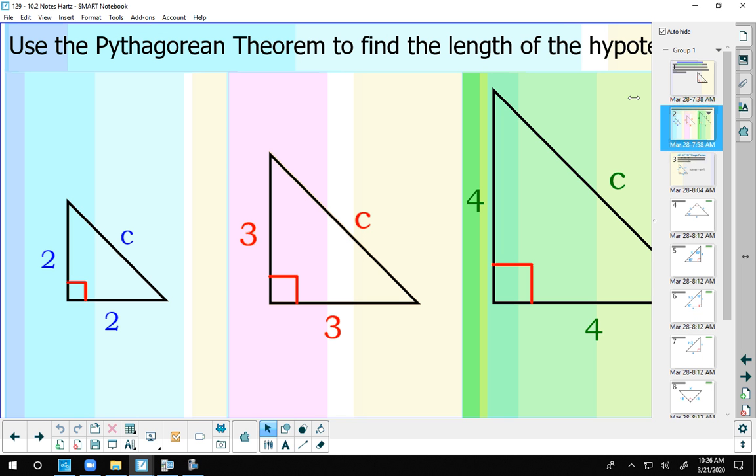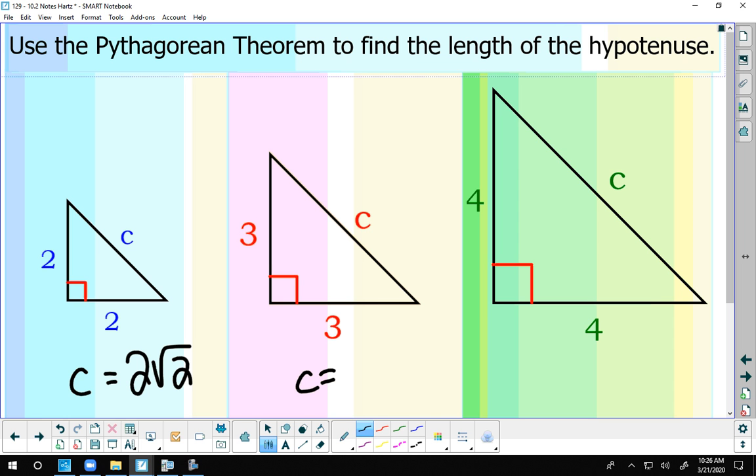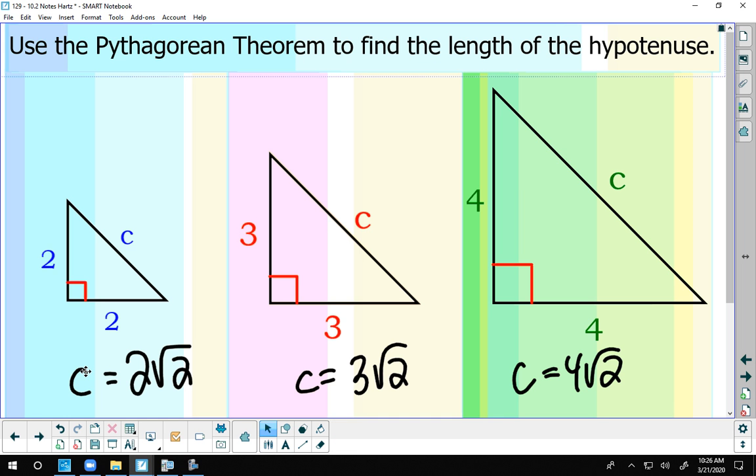I'm going to skip through this exploration, but I'm just going to show you that if we were to use the Pythagorean theorem to find the length of the hypotenuse, C, our hypotenuse is going to equal 2 square root of 2. Here, C is going to equal 3 square root of 2, and here, C is going to equal 4 square root of 2. So you might notice a pattern.